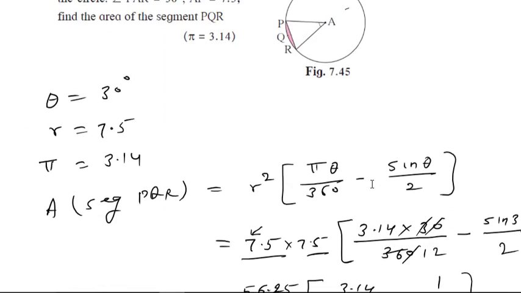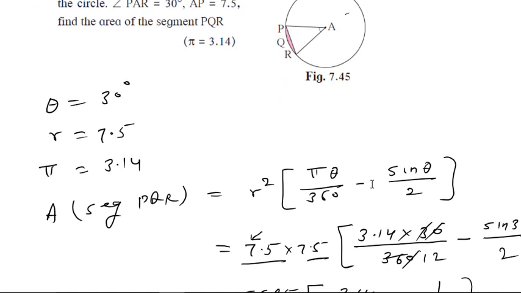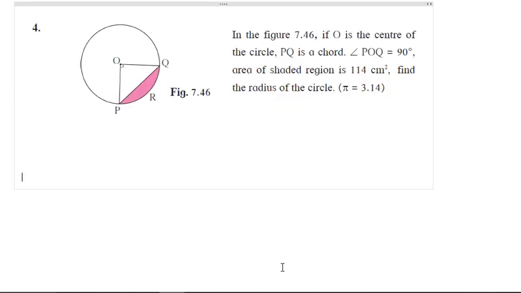So the problem is simple. Only you have to remember a few things. You have to remember some values for sine of this central angle, and the calculation should be perfect. Rest all things are easy. Now let us see this fourth question.